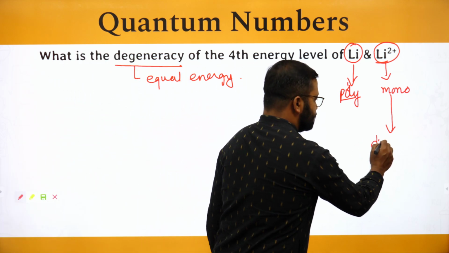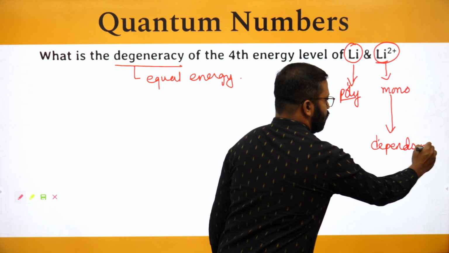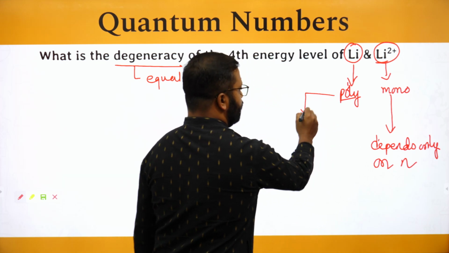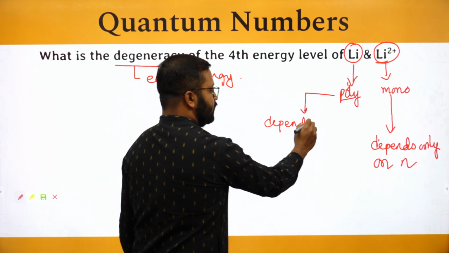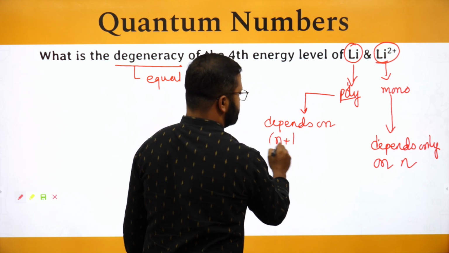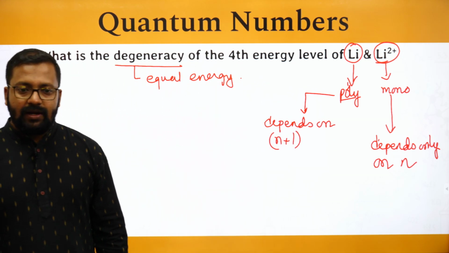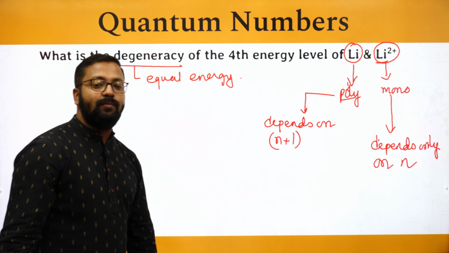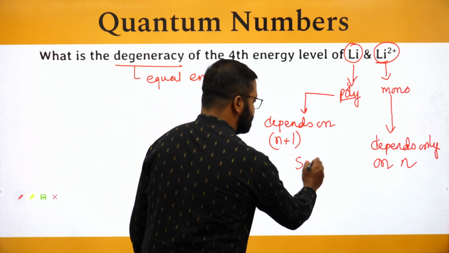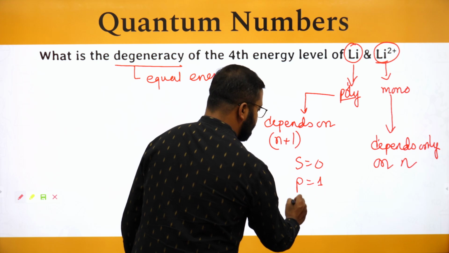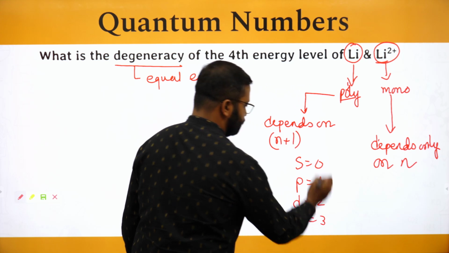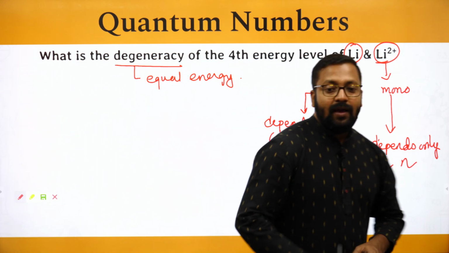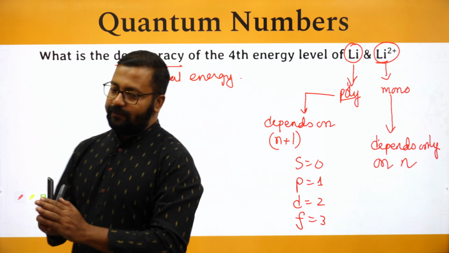So it depends only on n, and in polyelectronic it depends on n plus l, where l is the azimuthal quantum number. The azimuthal quantum number is 0 for s, 1 for p, 2 for d, and 3 for f.